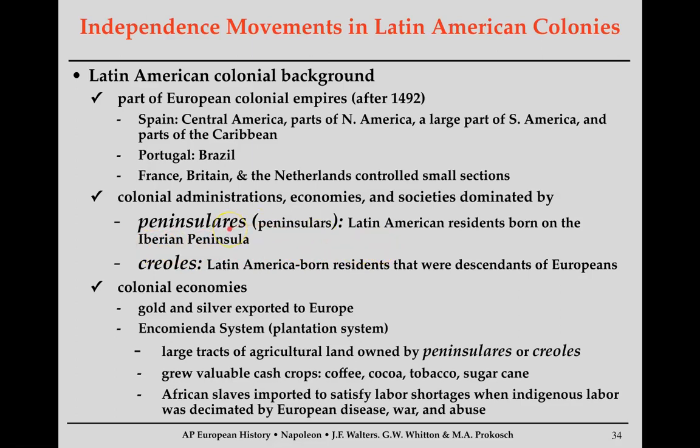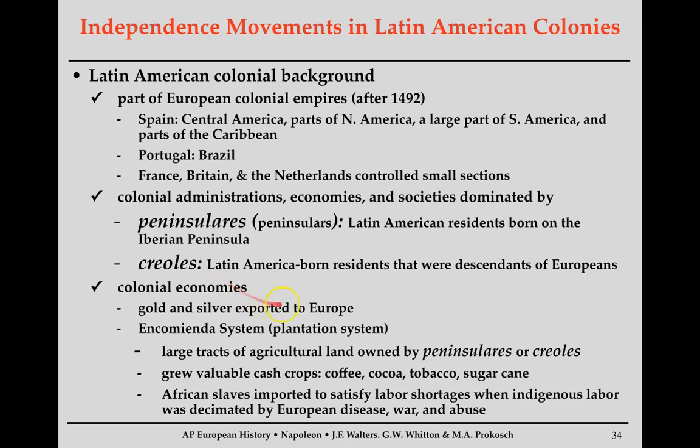So they, of course, have some kids. Say you have one peninsular marry another peninsular. Well, they make kids in Latin America, and those kids are going to be called Creoles. So they are born in Latin America, but they were the direct descendants of really Iberian Europeans, so either Spanish or Portuguese. So beyond that, especially with the importation of enslaved people from West Africa, there's going to be a very complicated system of racial hierarchy in Latin America, especially once we're seeing a mix of races between enslaved Africans, indigenous peoples, plus these Europeans.